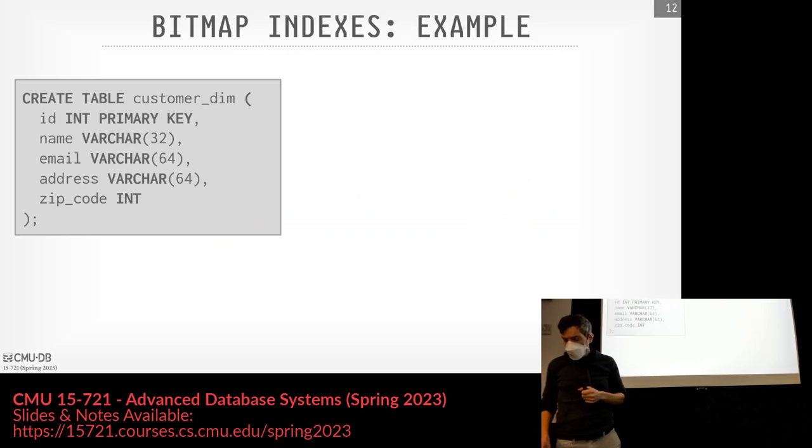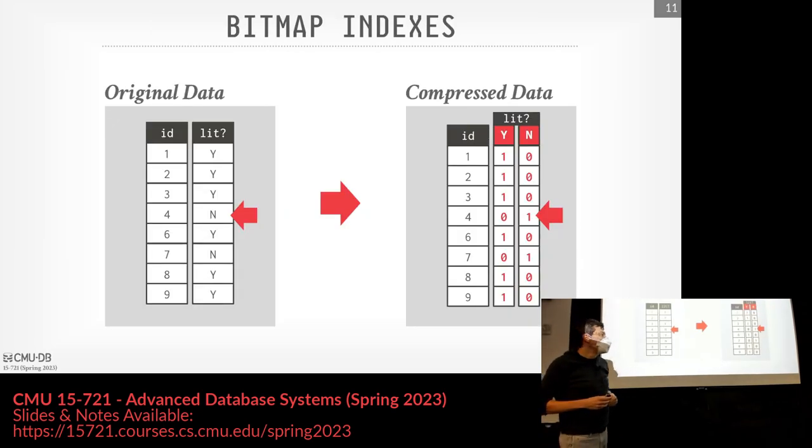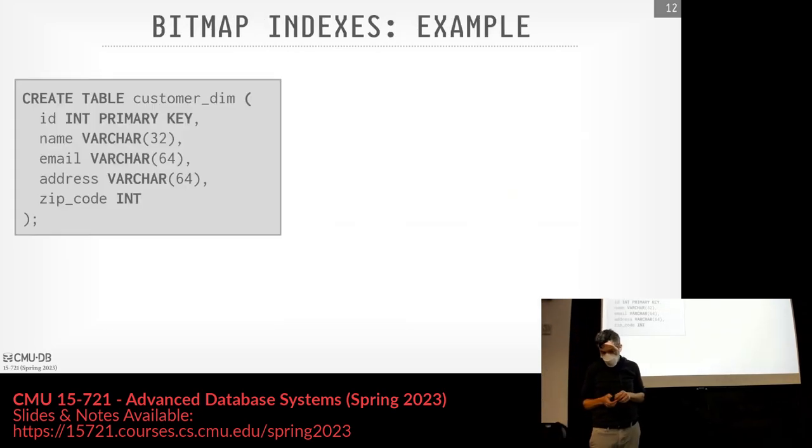What kind of data is suitable for a bitmap index? Thinking about the extremes, the worst case scenario is an auto increment key or serial key where every tuple has a unique value, because I have a bitmap for every single value, and every entry is going to be zero except for one.